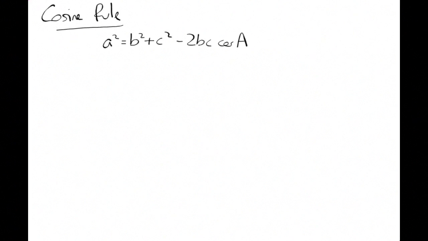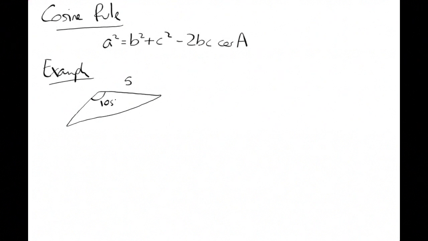We'll have a look at the cosine rule. The cosine rule is just like Pythagoras with a fix on the end. So it's a squared equals b squared plus c squared minus 2bc cos A. Note that the angle in the cos is the angle that's opposite the side on the other side of the equal sign. An example of this, we've got an angle of 105 degrees, we've got two sides of 5 centimetres and 4 centimetres, and we've got our unknown side of b. I want to find b.